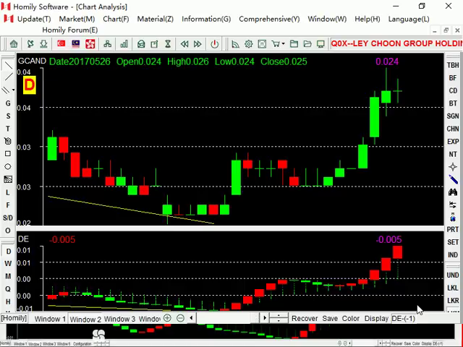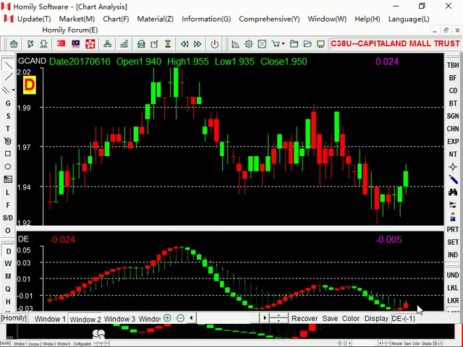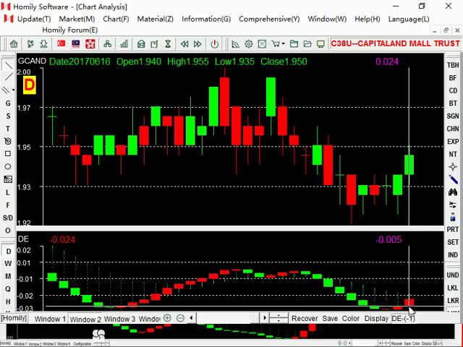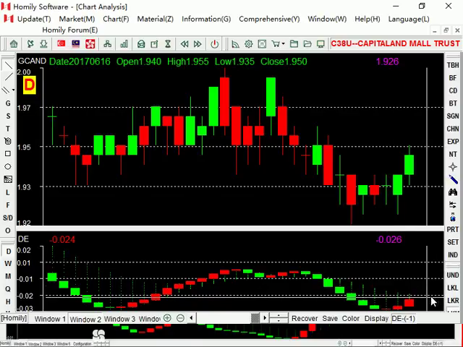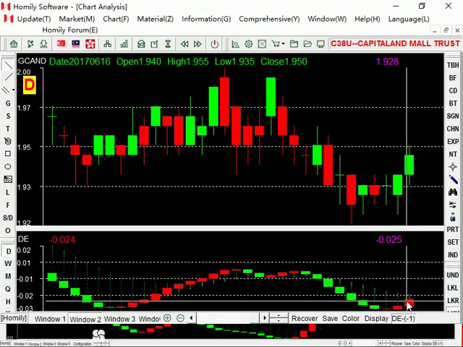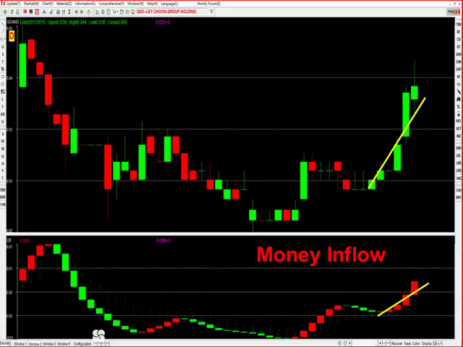Firstly, deviation. Secondly, money inflow, outflow. Thirdly, shadow: upward shadow or downward shadow. Just check, follow these three points. Okay, so let's see the next one. For this stock, okay or not? Still wait and see, because the shadow is still an upward shadow, even if there is money inflow. So let's see the next point.